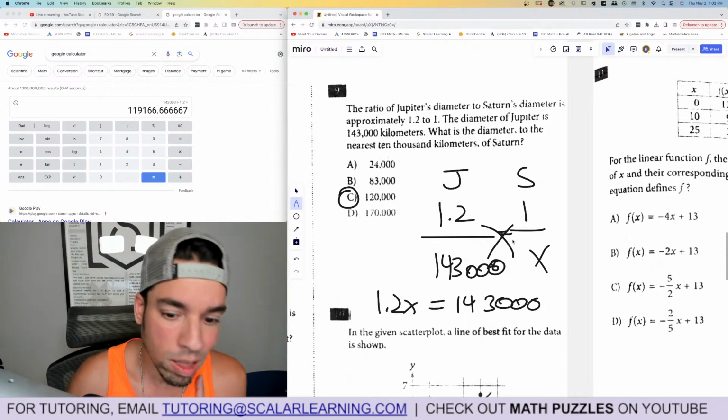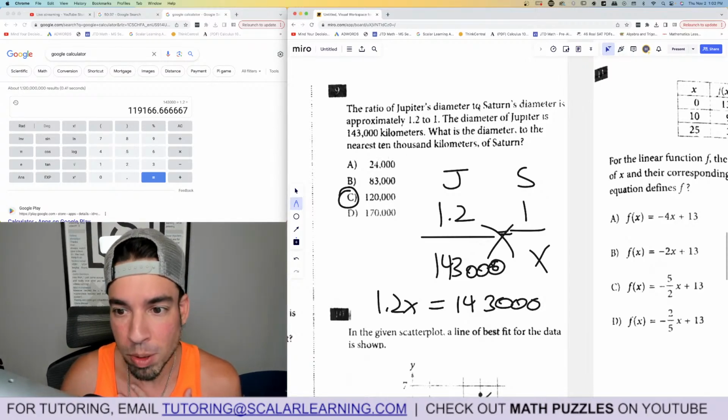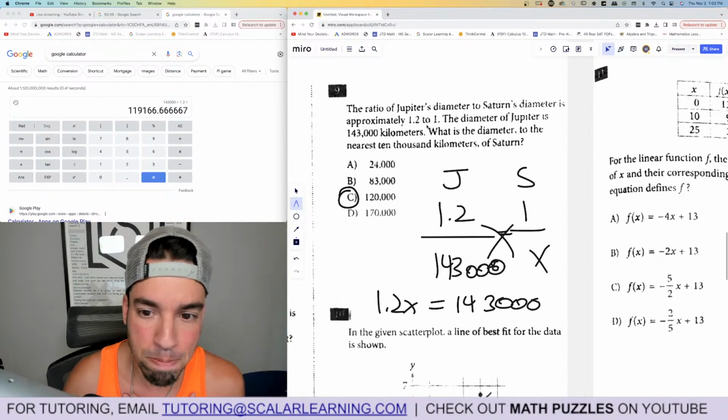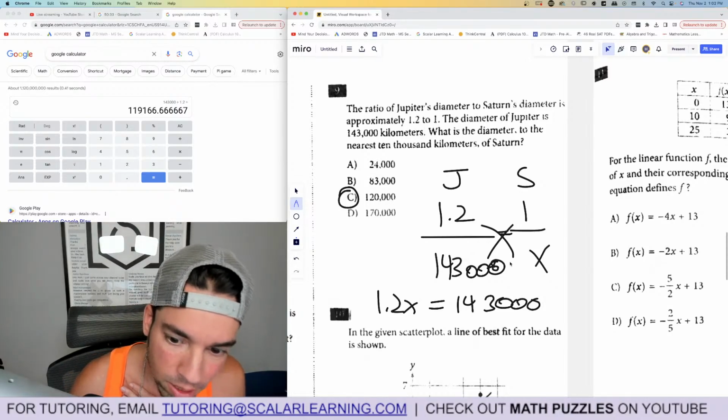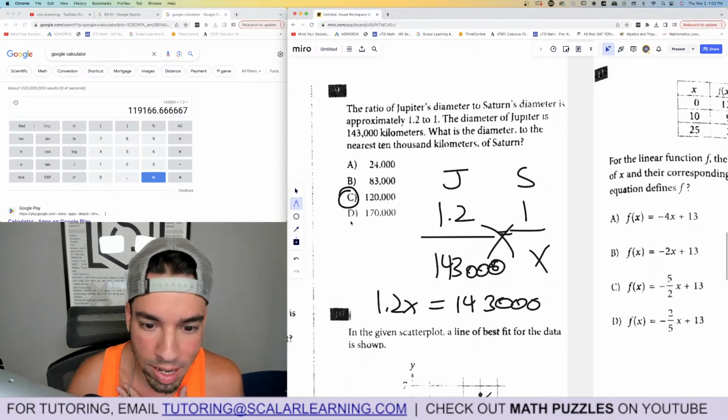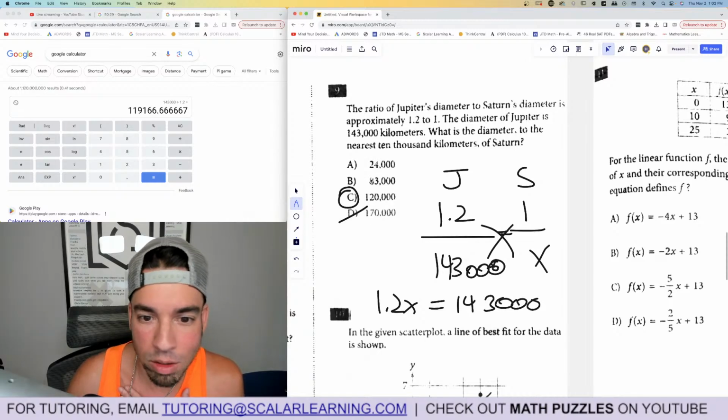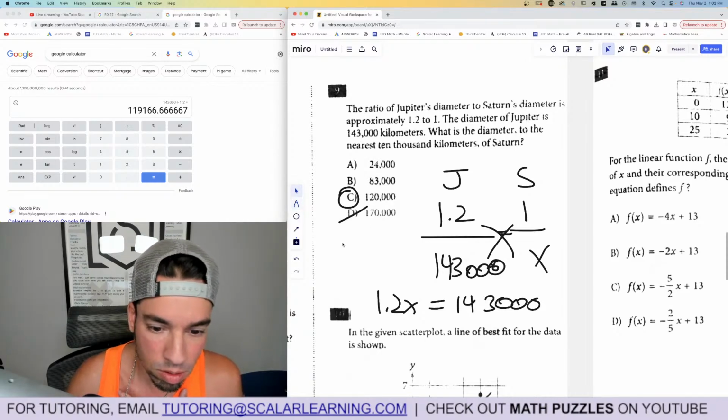Hold on, let me just make sure that logically makes sense. So Jupiter to Saturn, Jupiter's definitely bigger than Saturn, right? And it said Jupiter's one, so it can't be 170. And then 83, that's almost half, so it wouldn't make sense.